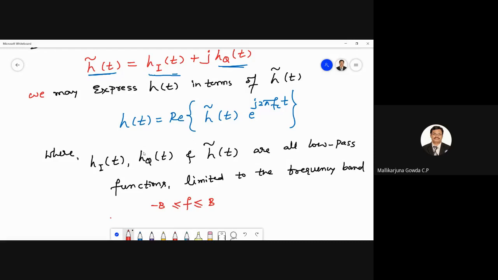With this, the next topic: we have discussed separately how to represent the bandpass signal in terms of its complex low pass signal, and how to represent the bandpass system in terms of its equivalent complex low pass system. Now together we need to represent both signal and system. So that will be the next topic, complex representations of bandpass signals and systems.